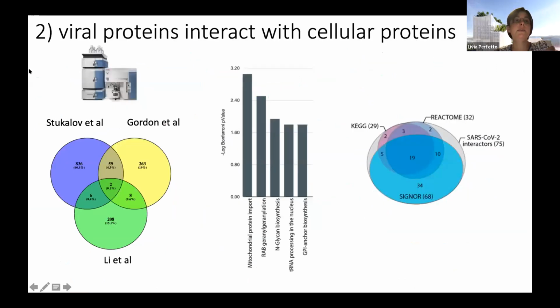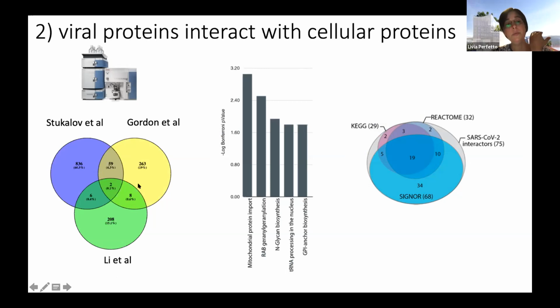The second effort was trying to cover causal interactions downstream of the cellular targets of SARS-CoV-2 proteins. We started from these three works, those of Stukalov, Gordon, and Lee, who did similar work, co-purifying with tandem affinity purification and tandem mass spectrometry the human targets that bind to viral proteins. There is a very small overlap between these three works: only 75 proteins are shared by at least two of them.